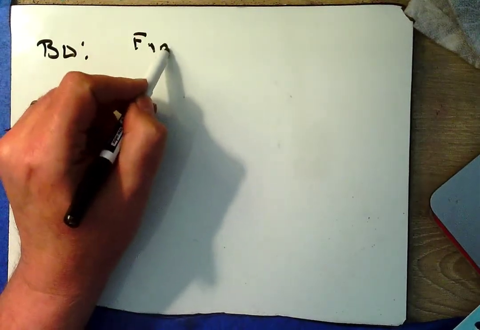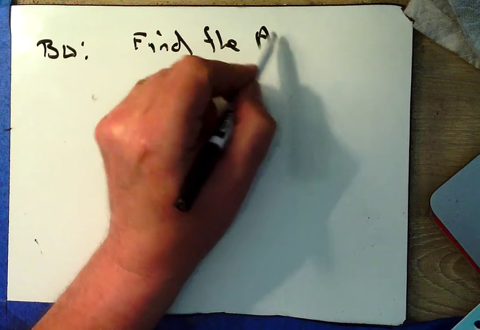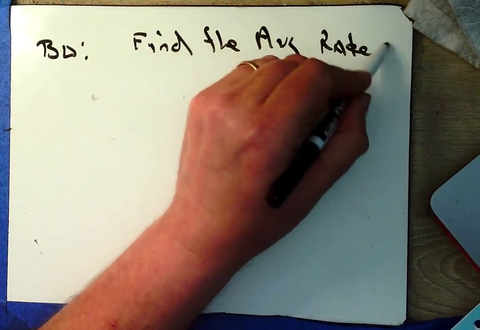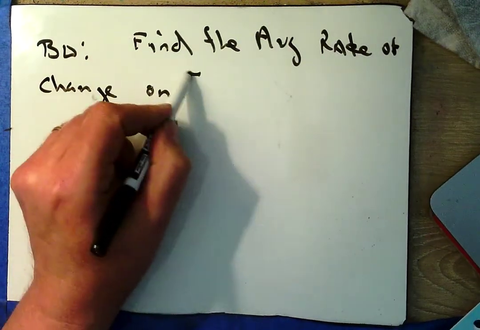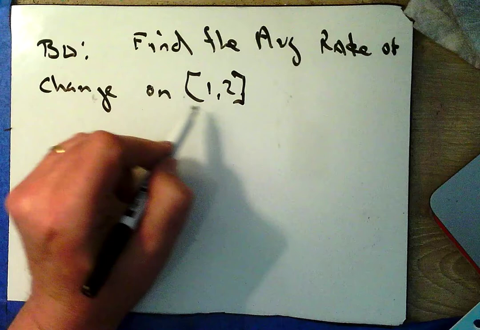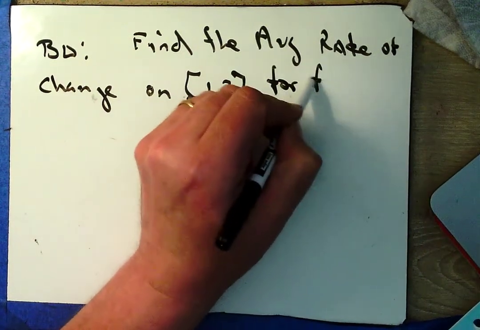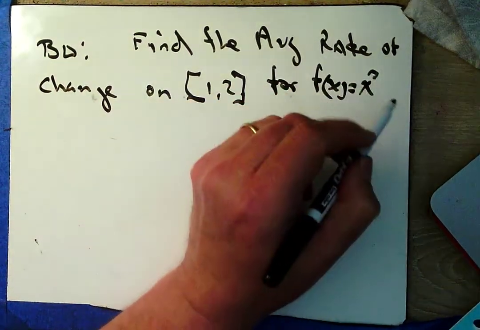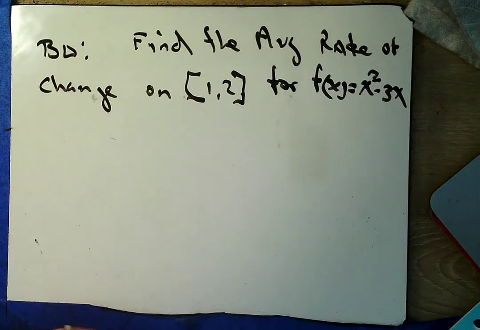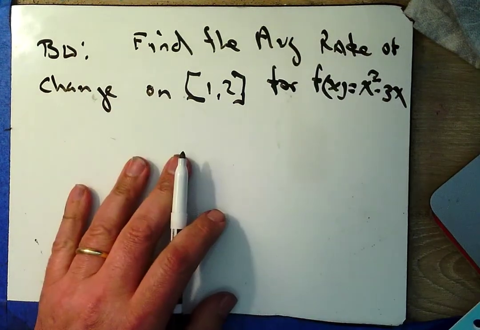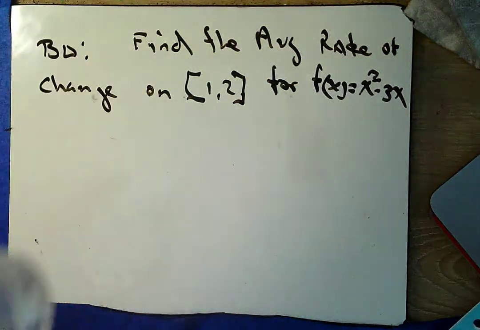I'd actually like to start today with a little bell work problem. Find the average rate of change on 1 to 2 for f of x equals x squared minus 3x. Okay? So pause the video, compute that average rate of change, show me that you're getting all this stuff that we're talking about. I can't wait.